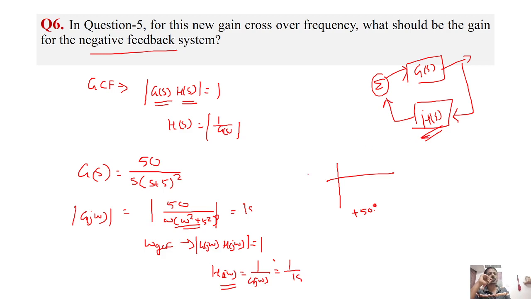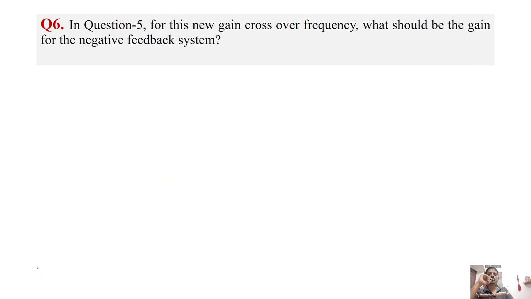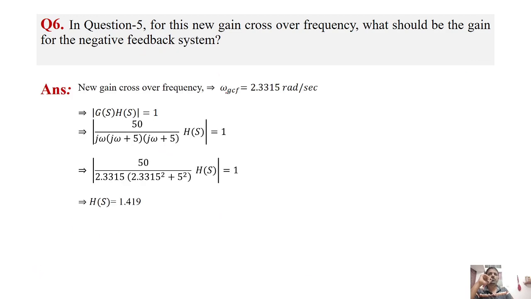So how will we find the loop gain? We initially find what is the omega GCF based on the change in the angle, and we substitute that here, and we can find what is h of j omega. So we'll see what is the value. At gain cross over frequency, g of s into h of s is equal to 1. We substituted that, and on substituting, we get h of s equal to 1.419. Same step. So this is the change in the feedback.